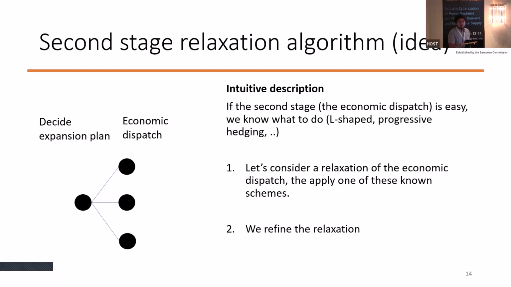Of course, if we do this, then the expansion plan that we are going to obtain is going to be suboptimal, right? Because we are using a relaxation of the economic dispatch. And as a consequence, what we do then is to refine this approximation of the economic dispatch problem so that eventually we arrive at the true optimal solution. So this is a bit like the intuitive description of the algorithm.